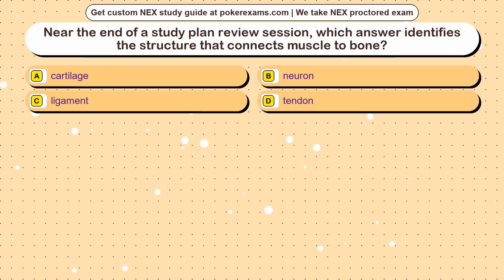Question 19. Near the end of a study plan review session, which answer identifies the structure that connects muscle to bone? Option A, cartilage. Option B, neuron. Option C, ligament. Option D, tendon.